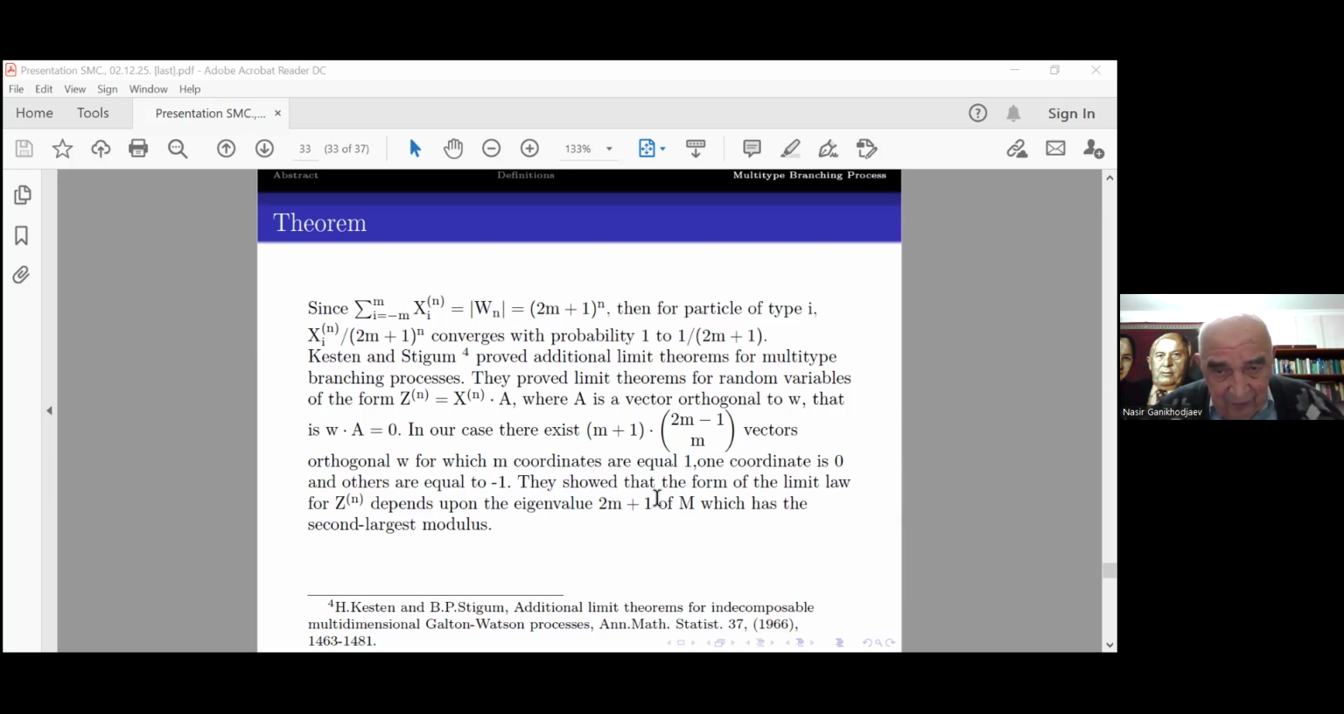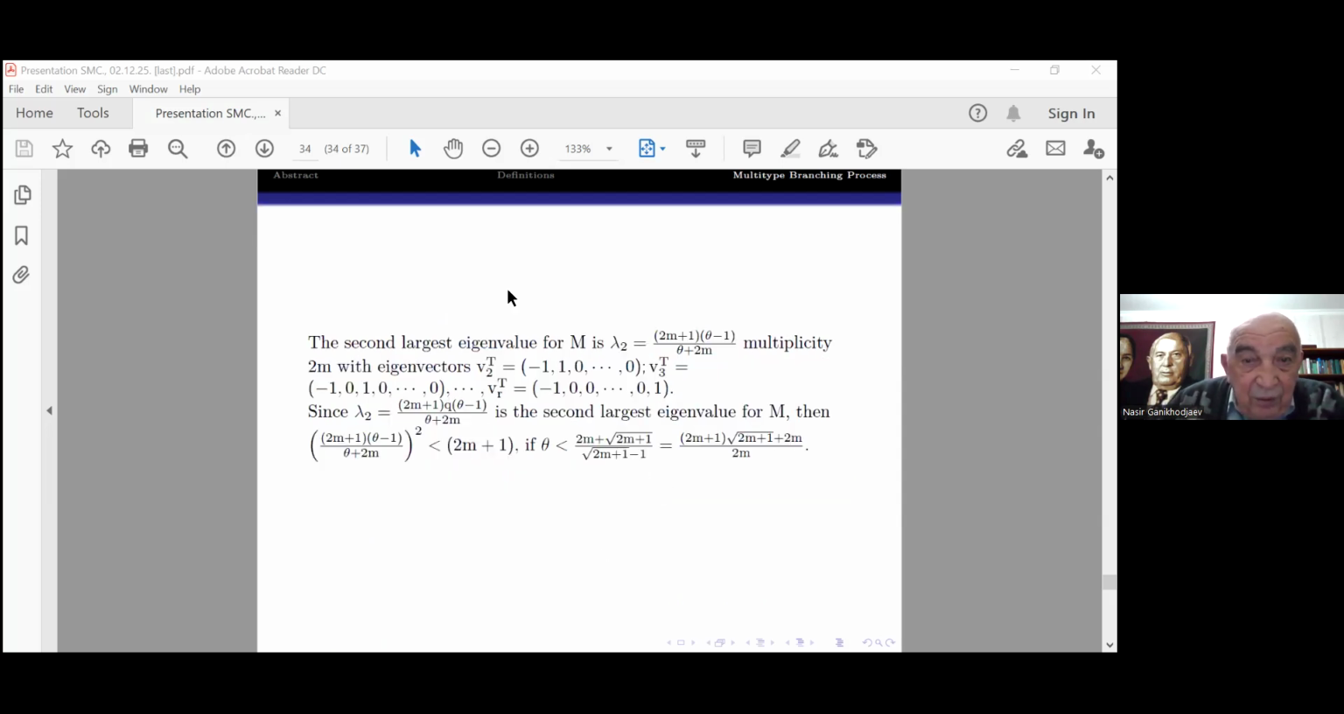And for them, they showed that the form of the limit depends on the eigenvalues of M, in particular the one which has the second largest modulus. That is, we should now verify the second largest eigenvalue by modulus. So in our case, the second largest eigenvalue equals this number.